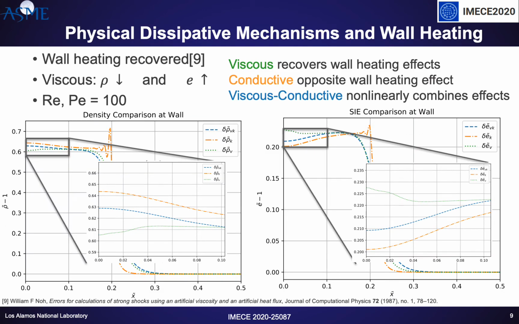Another side effect of the inclusion of physical dissipative mechanisms is the recovery of wall heating effects as observed by Noh. Physical viscous effects reproduce the qualitative behavior associated with the inclusion of artificial viscosity in the Noh problem. The sole inclusion of physical heat conduction, however, in a semi-analytic solution produces the opposite effect. The combination of these two effects, Q and H in Noh's paper, in the viscous conductive solution non-linearly combines them to approximate the inviscid solution.